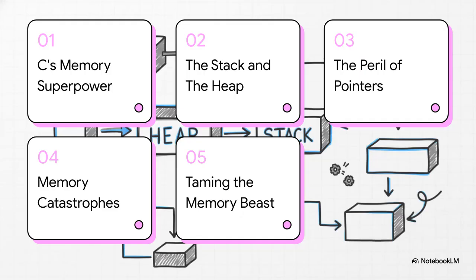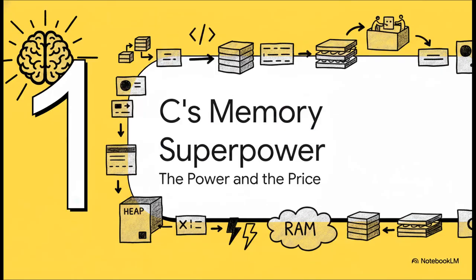So, here's the game plan. We'll kick things off with why C's approach is such a superpower. Then we'll explore the two main areas where memory lives, the stack and the heap. From there, we'll dive into the dangers of pointers, look at the most common ways things go wrong, and finally, wrap up with how you can actually tame this memory beast.